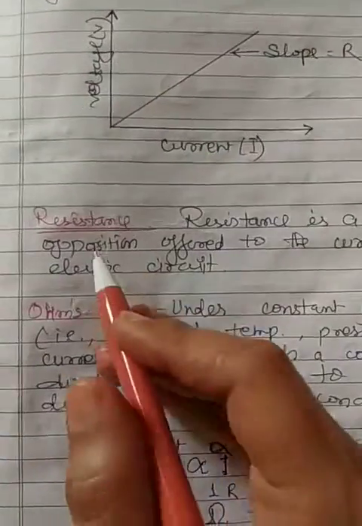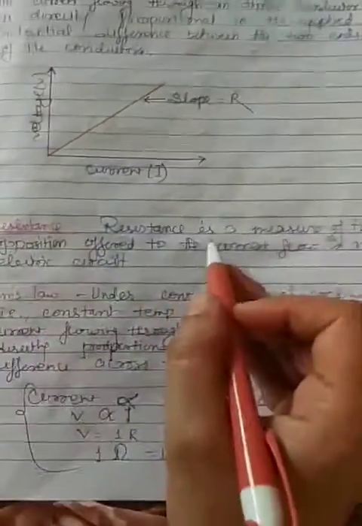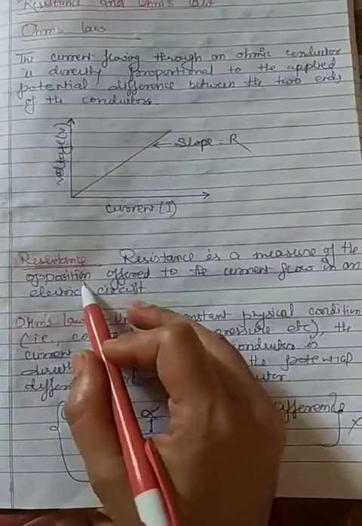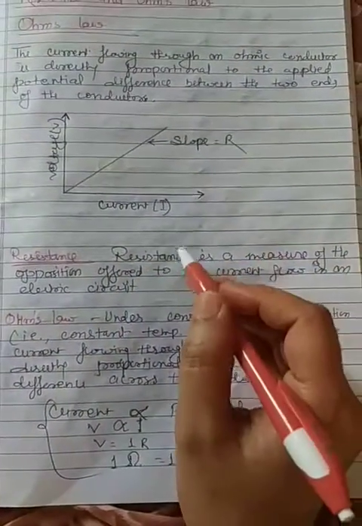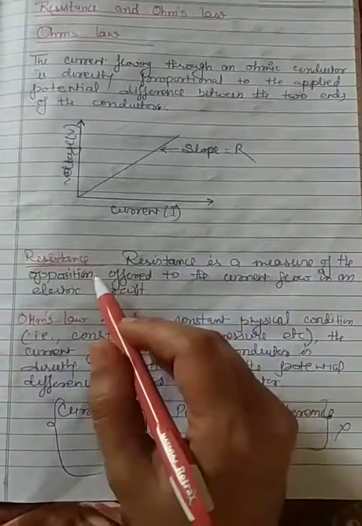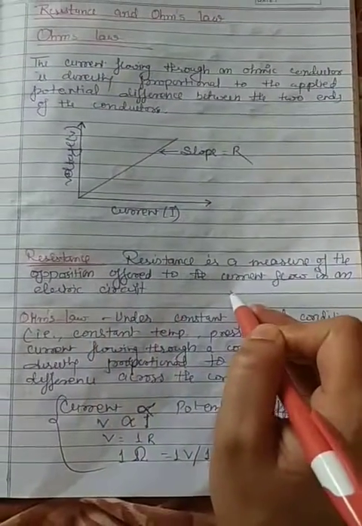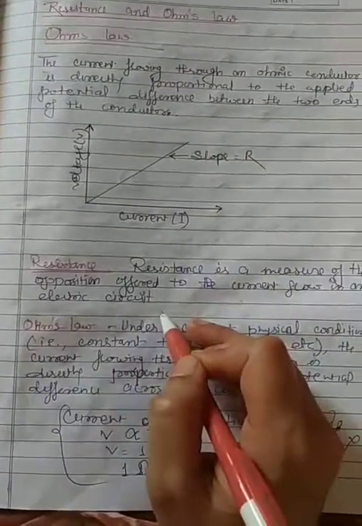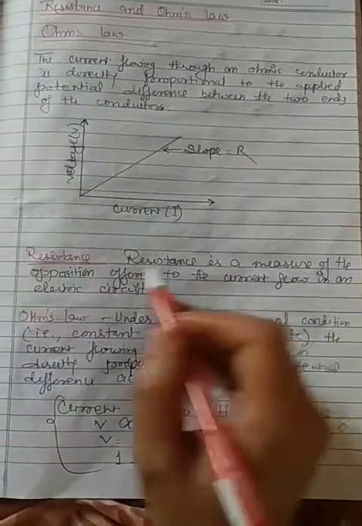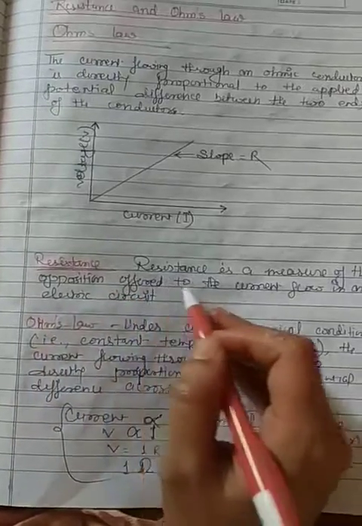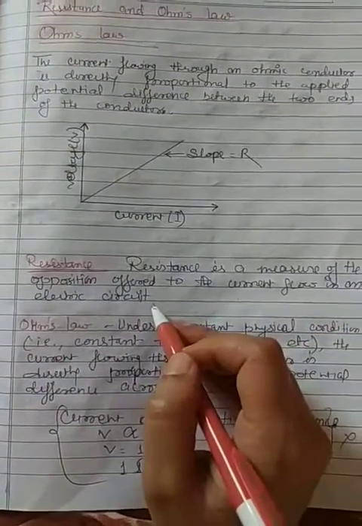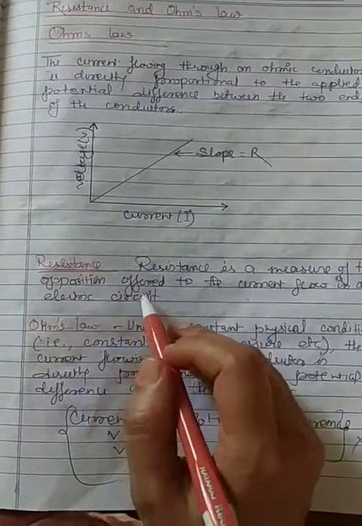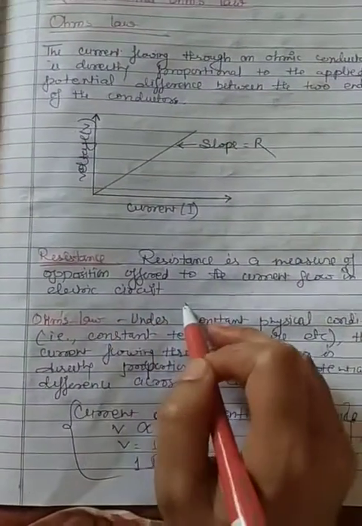Now let's talk about resistance. Resistance is a measure of the opposition offered to the current. Resistance means opposition. It offers opposition to the current flow in an electric circuit.